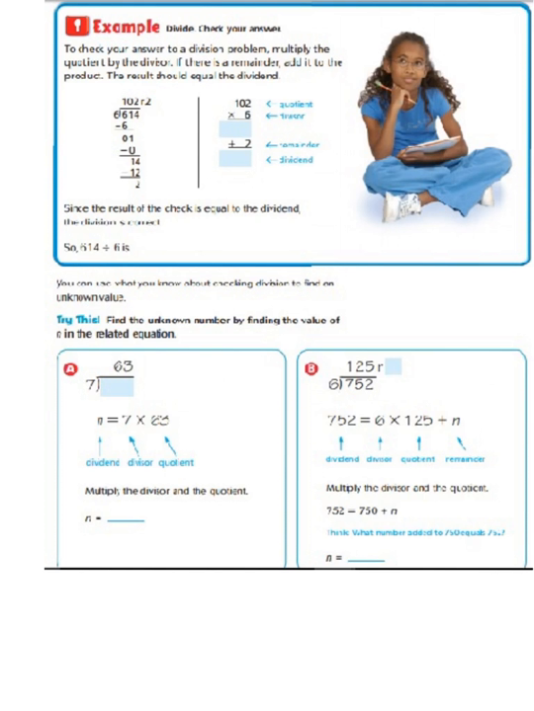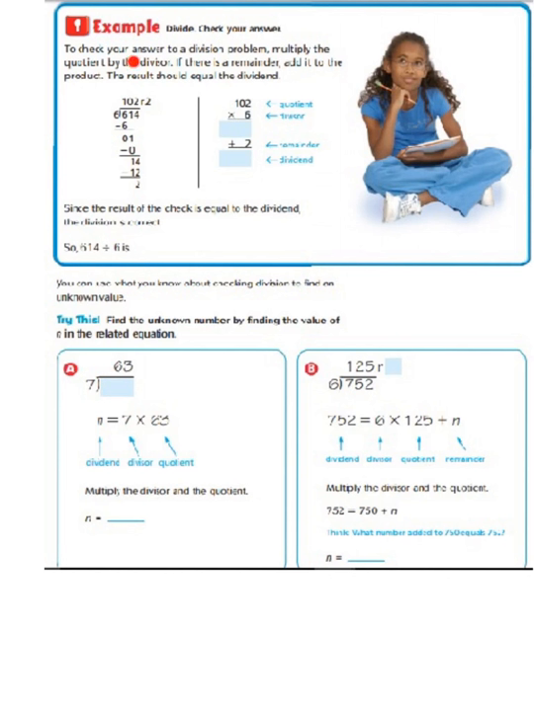Now let's take a look at the next example. At the very top it says to connect: division and multiplication are inverse operations. Inverse operations, remember from our previous lesson, are opposite operations that undo each other. You can use multiplication to check your answer to a division problem. So let's take a look at our example.